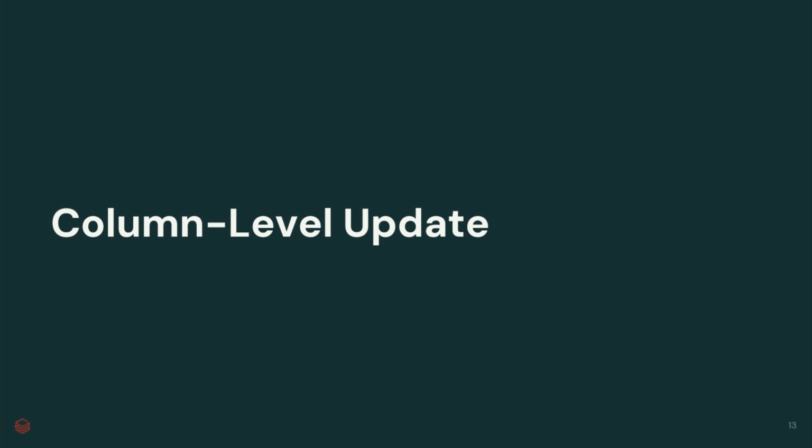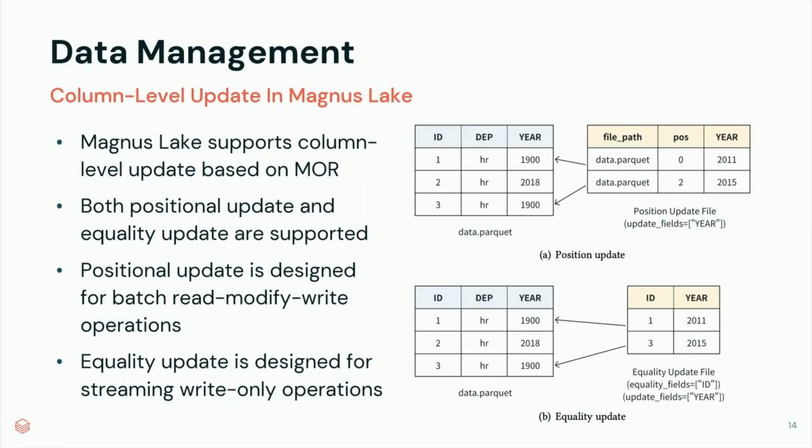So first, let me talk about the implementation of the column level updates. Magnus supports both positional updates and equality-based updates. Positional update is designed for read, modify, write operations, because when we read the data, we can get the position of every modified record so that we can avoid doing merge on read by the key column when reading the data. And equality update is designed for write-only operations where the changes may come from external sources, and the updates are not based on other columns in this table. In this case, we can write down the update files directly.